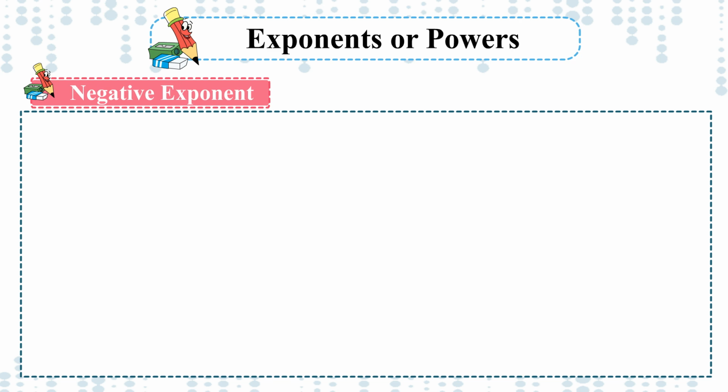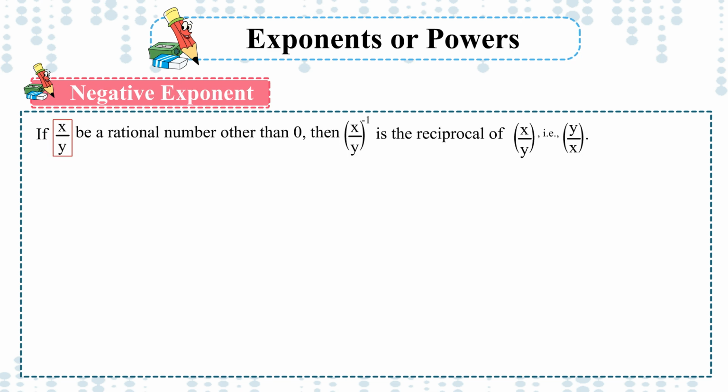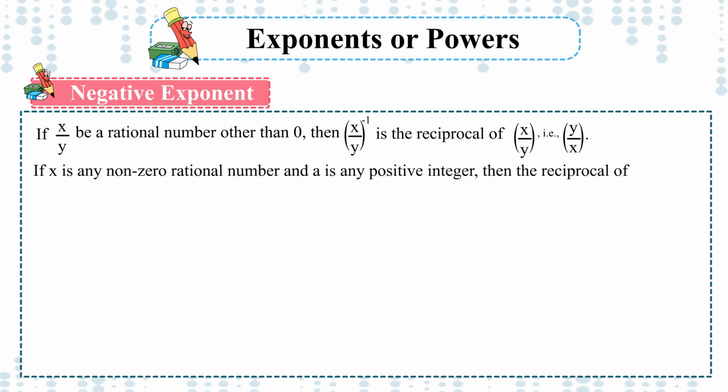Negative exponent. If x upon y is a rational number other than 0, then x upon y raised to the power minus 1 is the reciprocal of x upon y, that is, y upon x. If x is any non-zero rational number and a is any positive integer, then the reciprocal of x raised to the power a is equal to 1 upon x raised to the power a, which is equal to x raised to the power minus a.